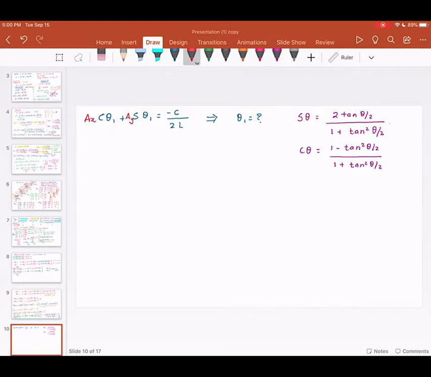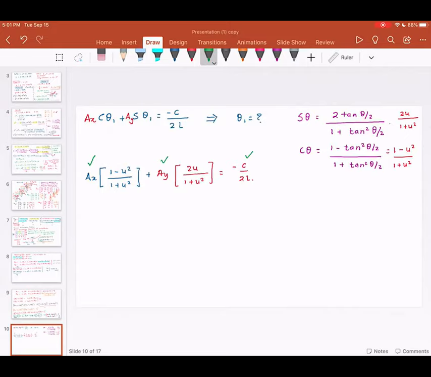This can also be written as 1 minus u square over 1 plus u square, and 2u divided by 1 plus u square. So I will have an expression AX (1 minus u square)/(1 plus u square) plus AY (2u)/(1 plus u square) is equal to minus C divided by 2L. Once again, AX is known, AY is known, C divided by 2L is known. So the only unknown in this expression is u.